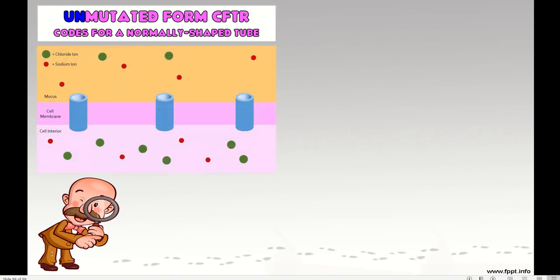So this tube is mainly made of protein. So this is the tube. It's hollow, it's cylindrical, and it allows the substance called chloride ion to move in and out of the cell. And that allows the mucus to be sticky and easily coughed out, which we call phlegm.